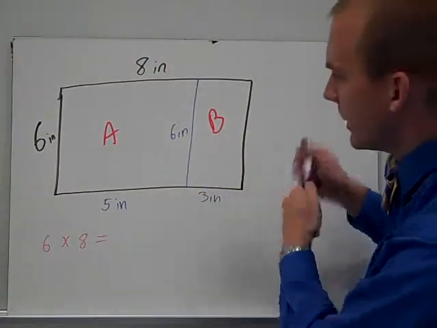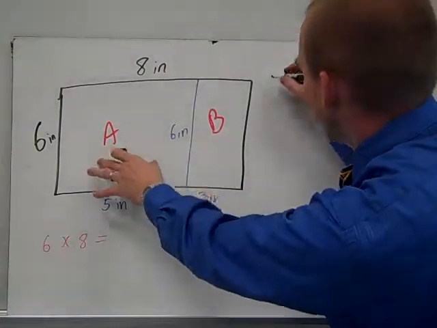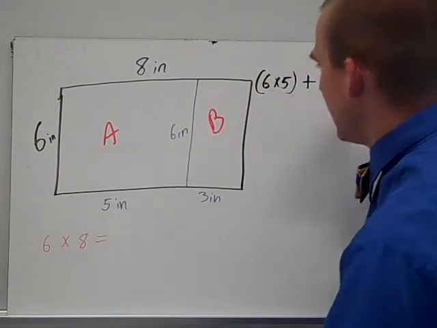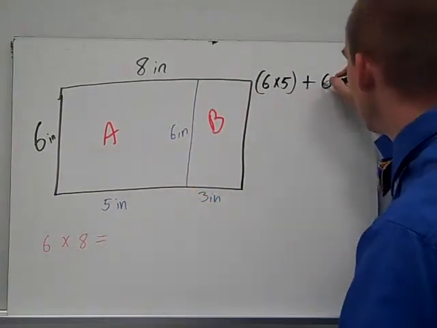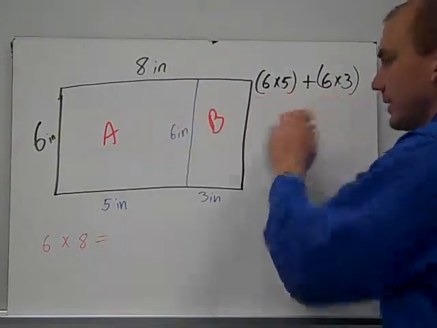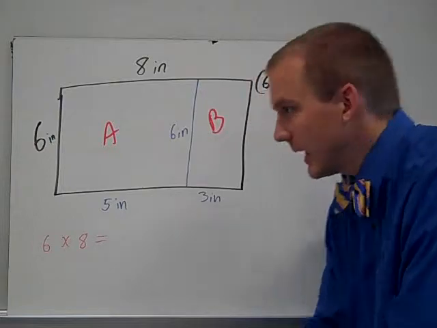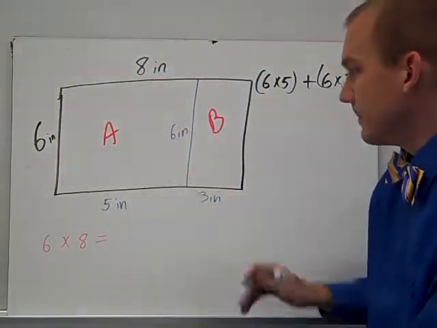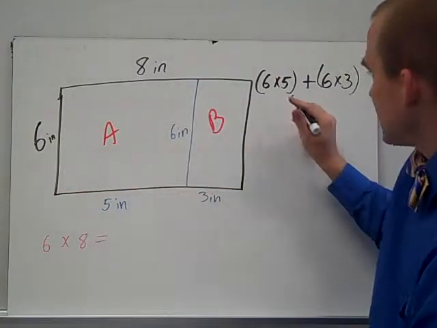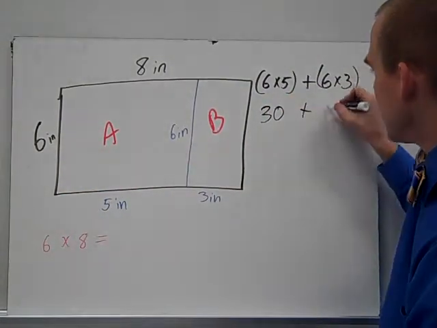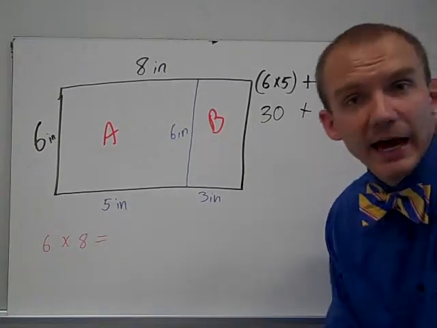So now I can come over here and I can do 6 times 5 to get rectangle A. And I have to add that to 6 times 3. And that will give me rectangle B. If I find the 2 products and add them up, that total will equal the total area of 6 times 8. So 6 times 5, well, 5s are pretty simple. That's going to be 30. And 6 times 3 is 18. I know those 2 facts.